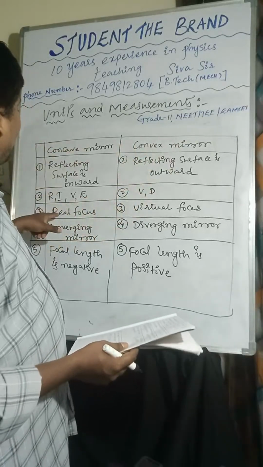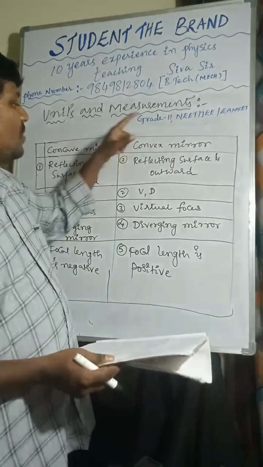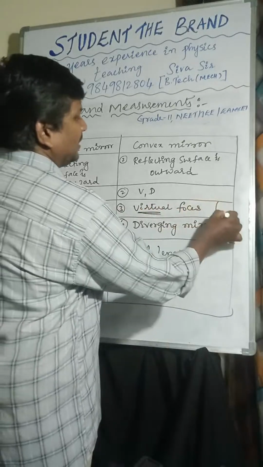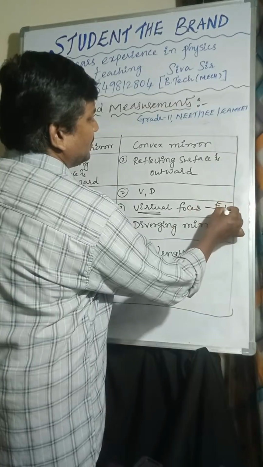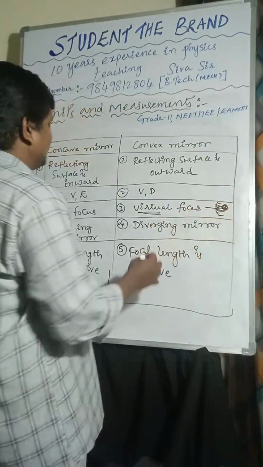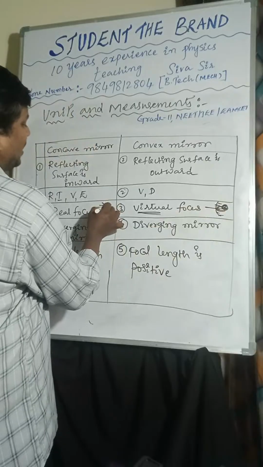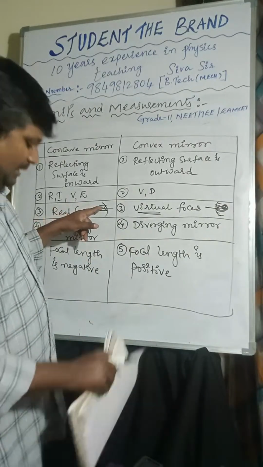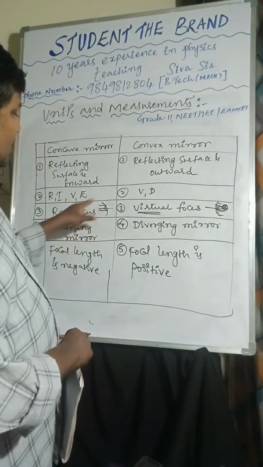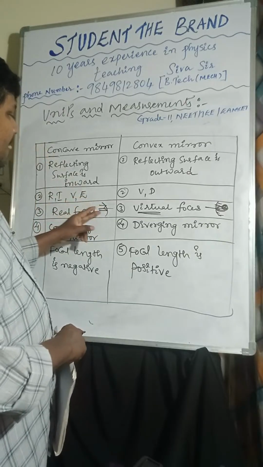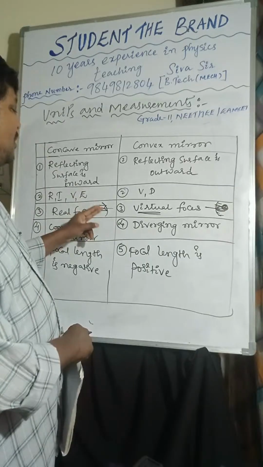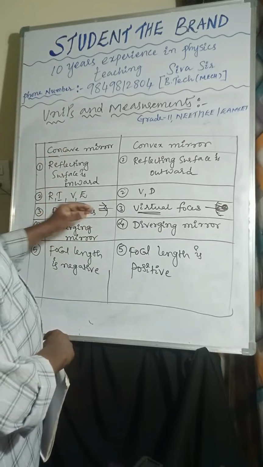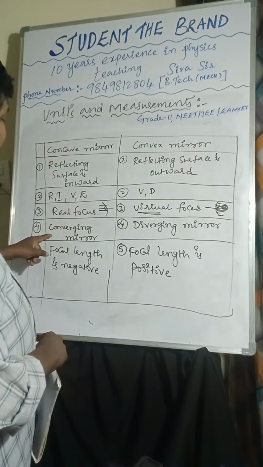Here the concave mirror has a real focus. The convex mirror has a virtual focus. Virtual focus means the image will always form on this side only, behind the mirror. That's why it is a virtual focus. Whereas for a real focus, the image will always form in front of the mirror. Here the image and object are formed in front of the mirror. That's why the concave mirror has a real focus. The concave mirror is also known as a converging mirror.